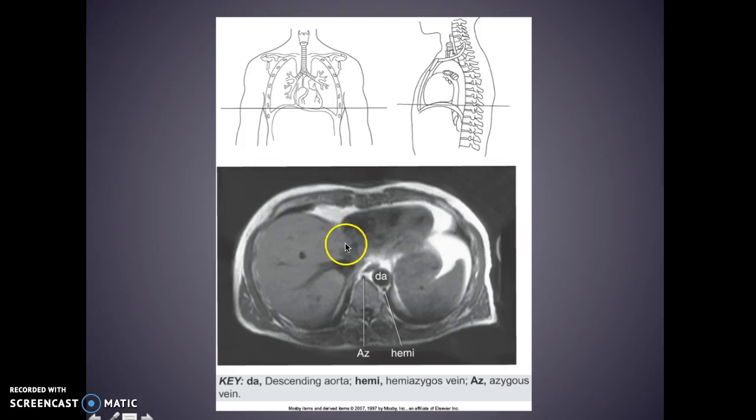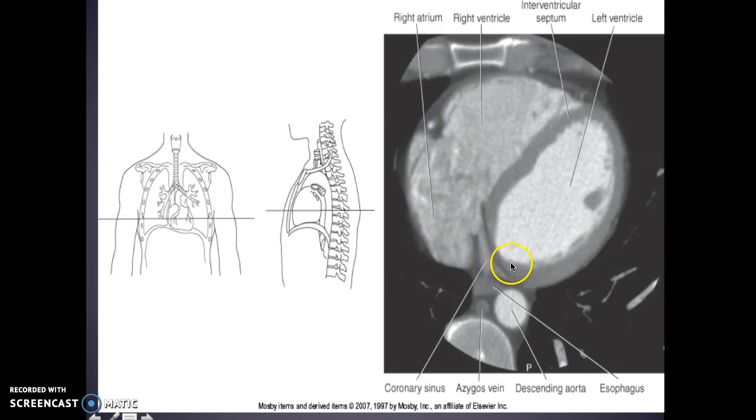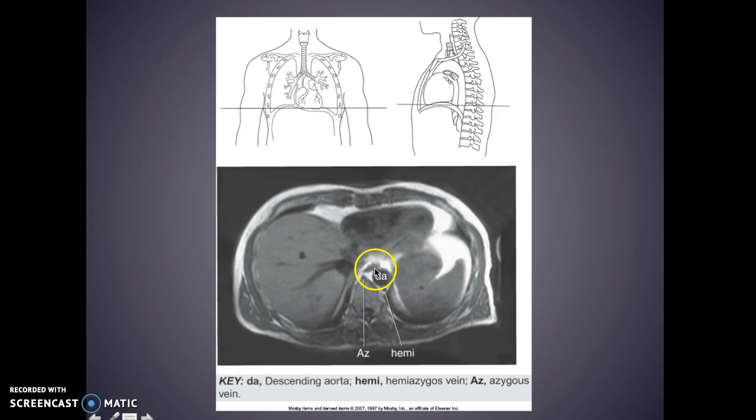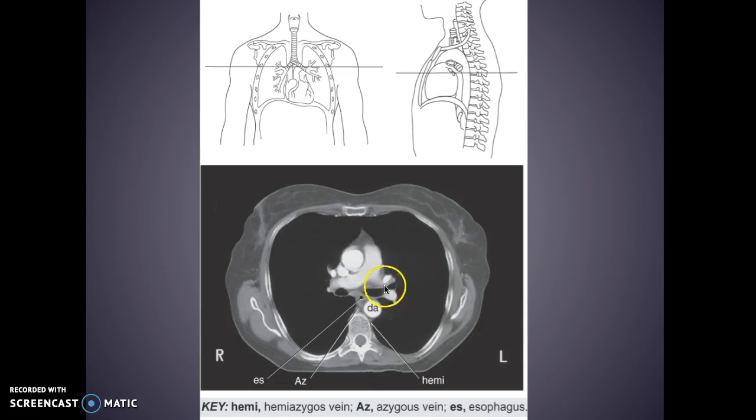So, on this slide I wanted to show you the azygos vein right next to the descending aorta and the esophagus. So here's your descending, here's your azygos vein, and then you have your azygos vein. So looking here, this is your pulmonary trunk. We talked about your right pulmonary, your descending, so your hemiazygos and your azygos right there in your esophagus.